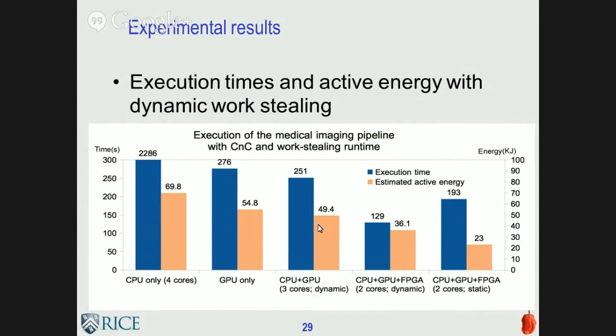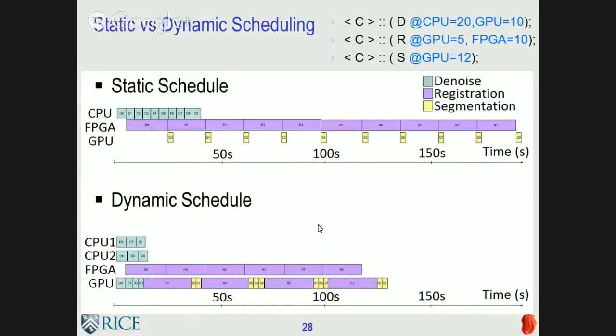The static one, as I mentioned earlier, has a longer time. However, the estimated energy is lower because in the static schedule, the GPU had the highest power consumption of all these devices, and the FPGA was particularly energy efficient. And what the dynamic schedule did was end up taking some of the FPGA tasks and executing them on the GPU as well. Yes?